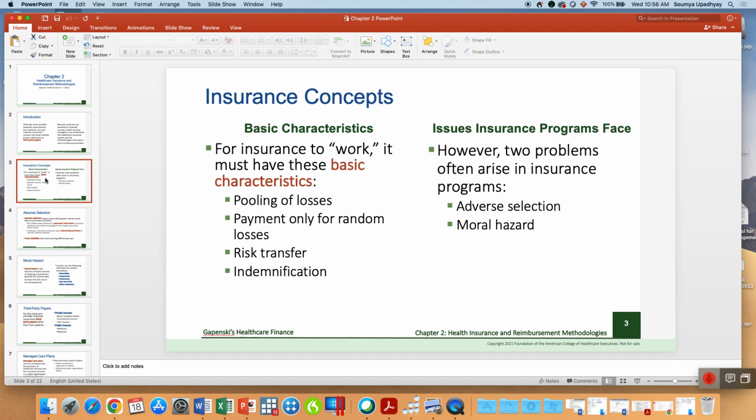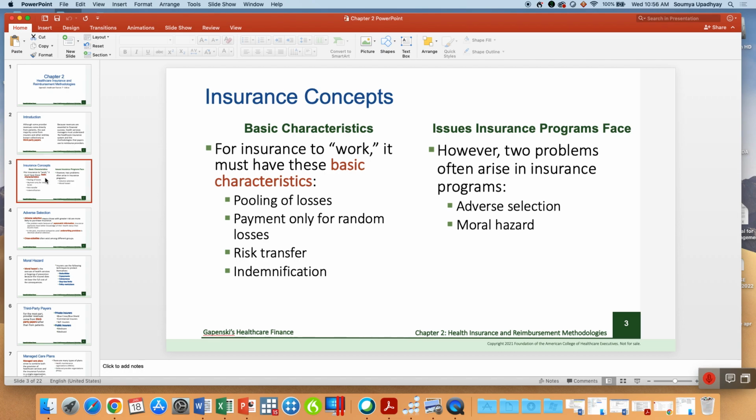So there are some issues that insurance programs face. There are two problems that often arise in insurance programs. The first one is adverse selection. People who are already sick, let's say they have some chronic issues such as kidney disease, high blood pressure, high sugar, are more likely to purchase insurance.